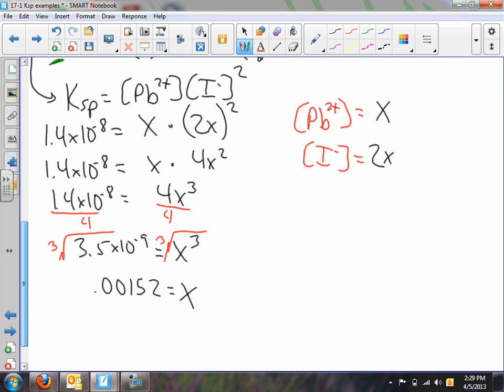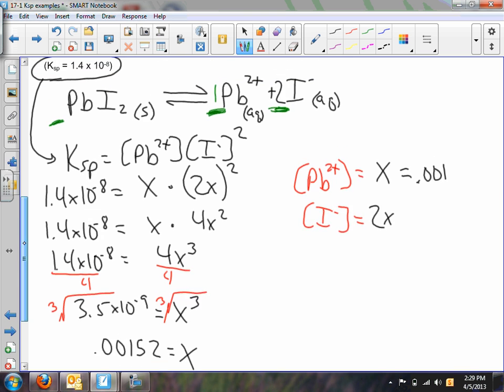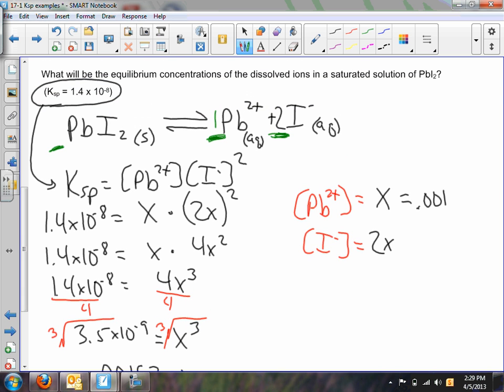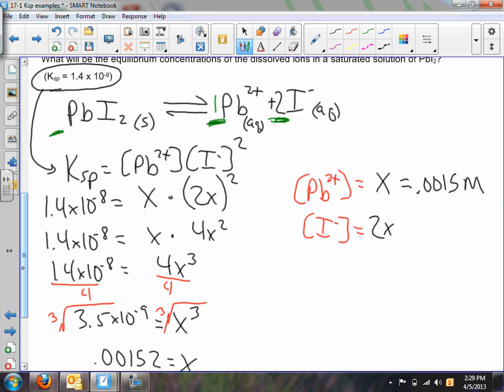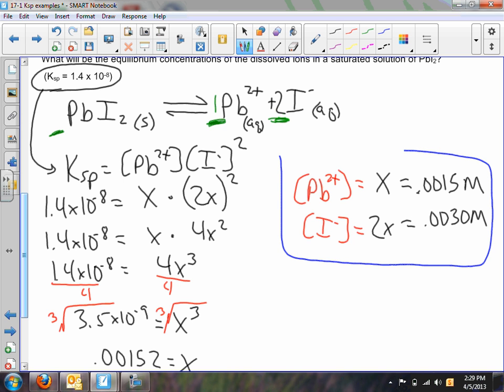So I now know the concentration of X, which was lead, is 0.001. Let's see how many significant digits I had. Looks like only 2. So 0.0015 molar. And to double that one, to find my iodine, is simply 0.0030 molar. And then you have your answers. Notice you don't double it and square it. Once you find your lead, which was X, to find your iodide, you just take it times 2, and you get your concentration of iodide.